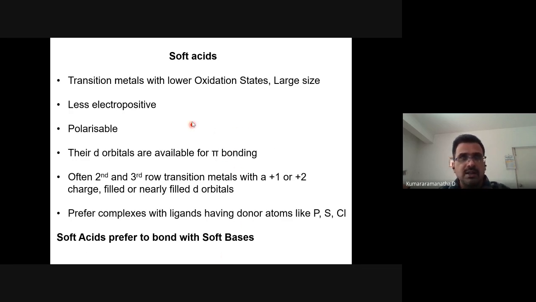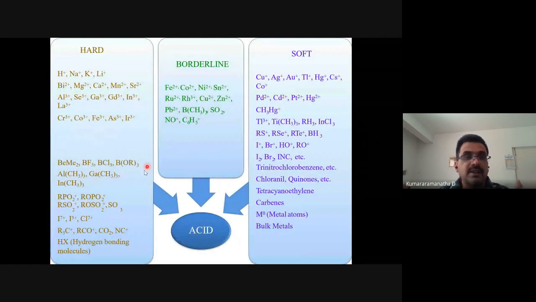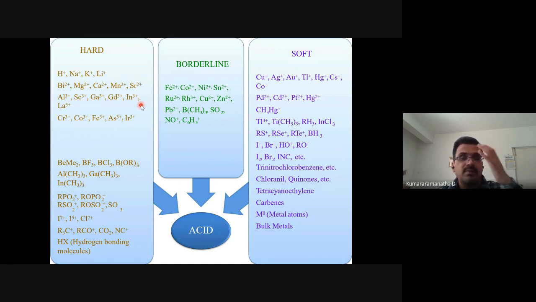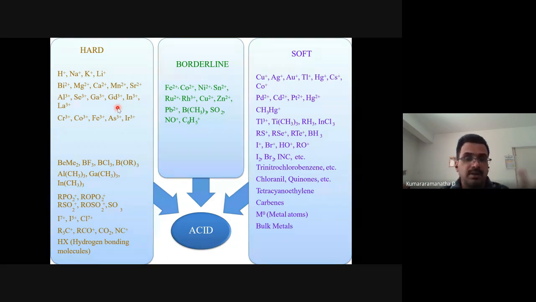Now, hard and soft acids are fine. What about bases? First, let's see examples of both hard acids and soft acids. Look at the examples of hard acids: small size, and oxidation state is less. Even bismuth, aluminium 3, scandium, gallium, all these are hard acids. Again, look at the oxidation state with respect to their place in the periodic table. You also have some alkyl groups, even iodide based complexes, or hydrogen bonding molecules.